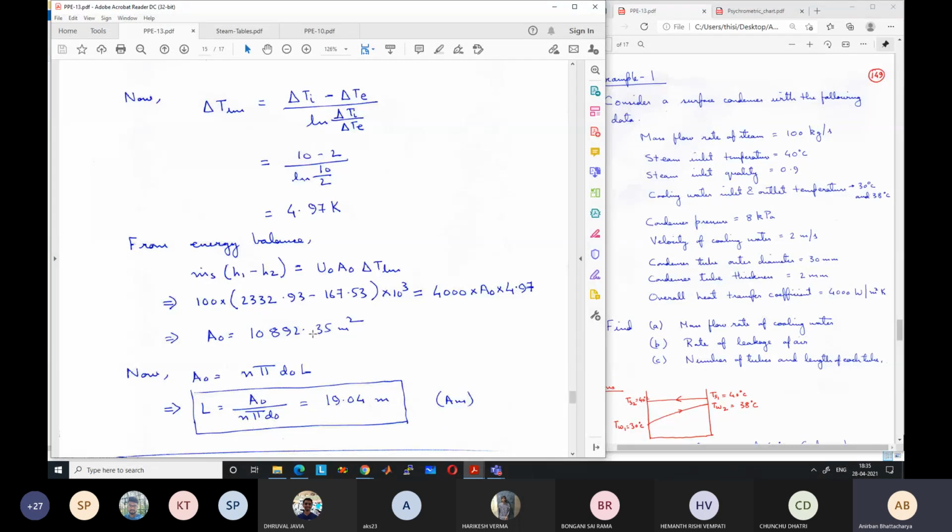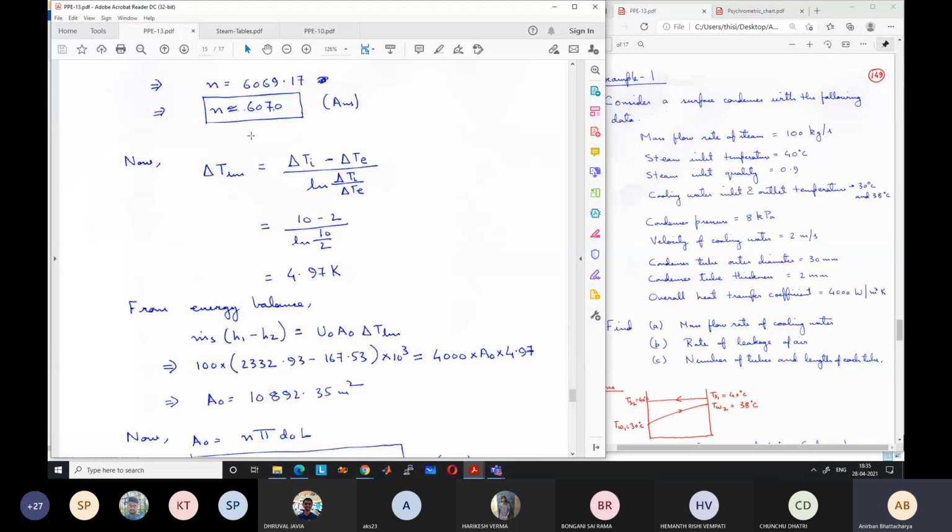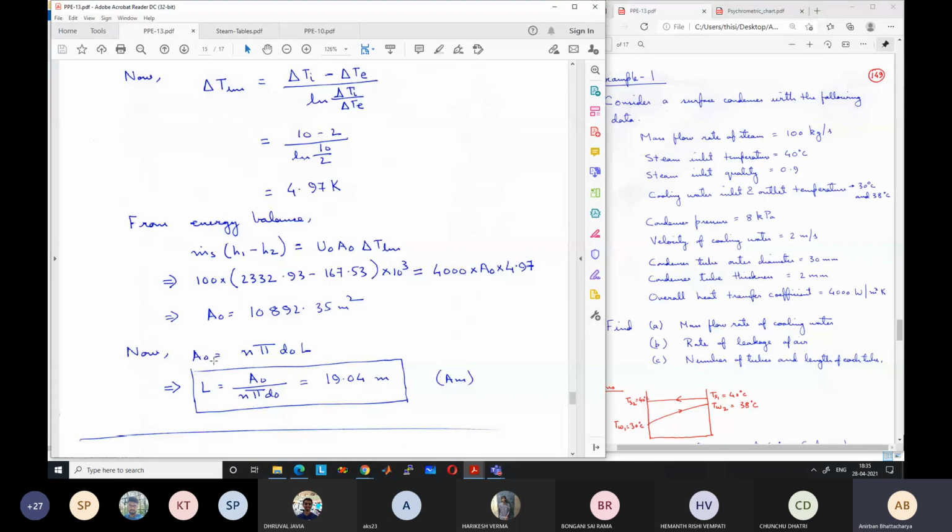Because we have already calculated the number of tubes, we can find the length of each tube. The total surface area for one tube is pi into d0, the outer diameter, into L. So for n tubes, the total surface area is n pi d0 L, or L can be written as A0 by n pi d0, which is equal to 19.04 meter. So this is the length of each tube. This is how you can solve such a problem. You can find out the mass flow rate of cooling water, the design of the condenser, and the rate of leakage of air also for the condenser.